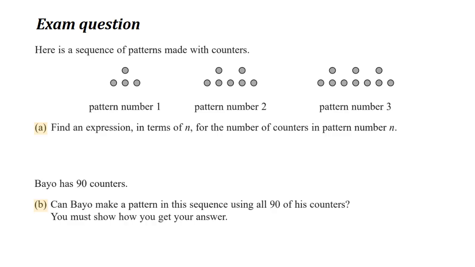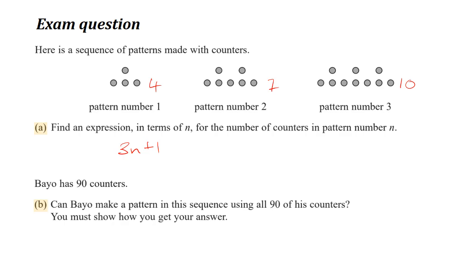So, find an expression in terms of n for the number of counters in pattern number n. Pause the video and have a go at this. Okay, so if we take our pattern numbers and just simply count up how many dots there are, we turn it into just a simple nth term question using a sequence. The sequence goes up in threes, so therefore the first part of the rule is 3n. 4 is 1 more than 3, 7 is 1 more than 6, and so on. So therefore 3n plus 1.